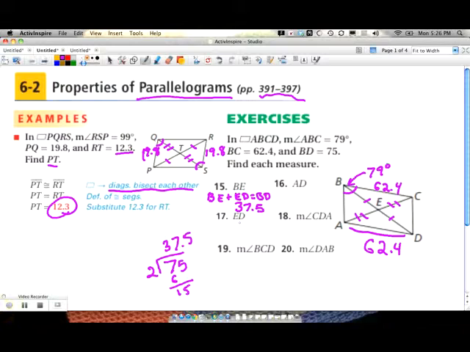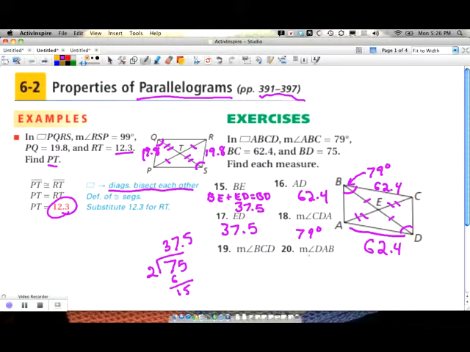Well, let's keep going. ED. We already did this because BE and ED are the same thing. So it's going to be 37.5 again. This one right here, by the way, was 62.4. CDA, that would be this angle down here. We know that 79 degrees is angle ABC. So the opposite angle, CDA, is also going to be 79 degrees because opposite angles are congruent.